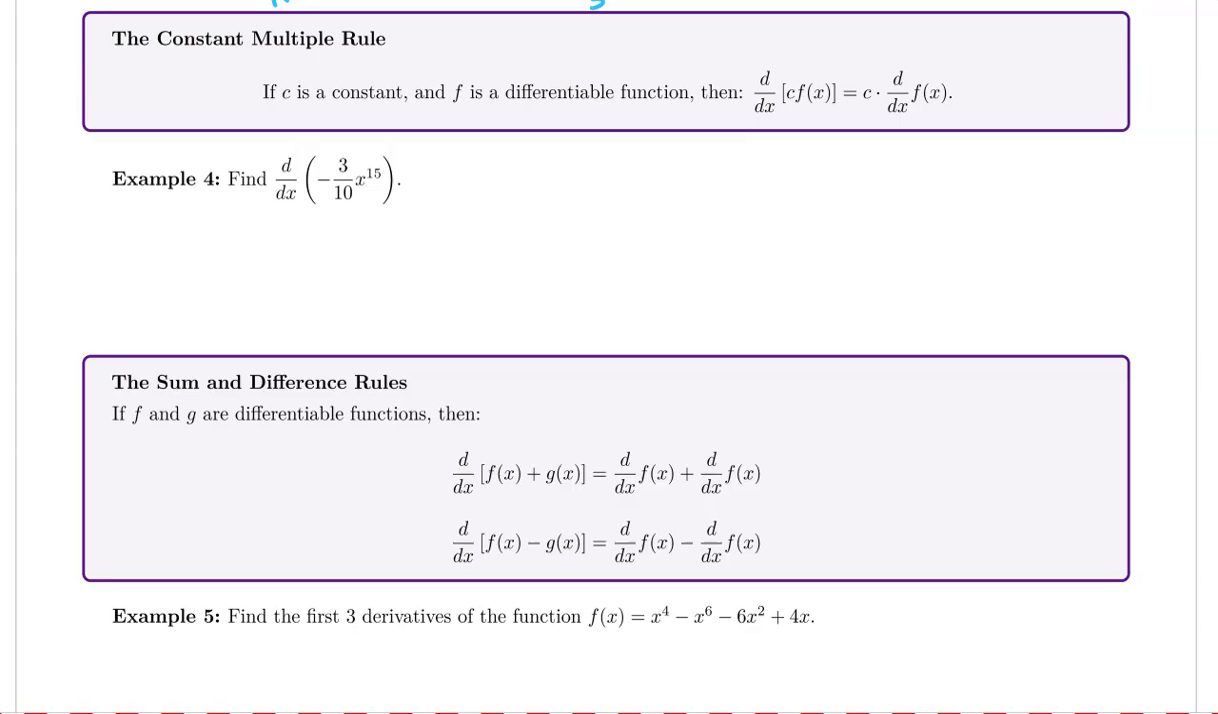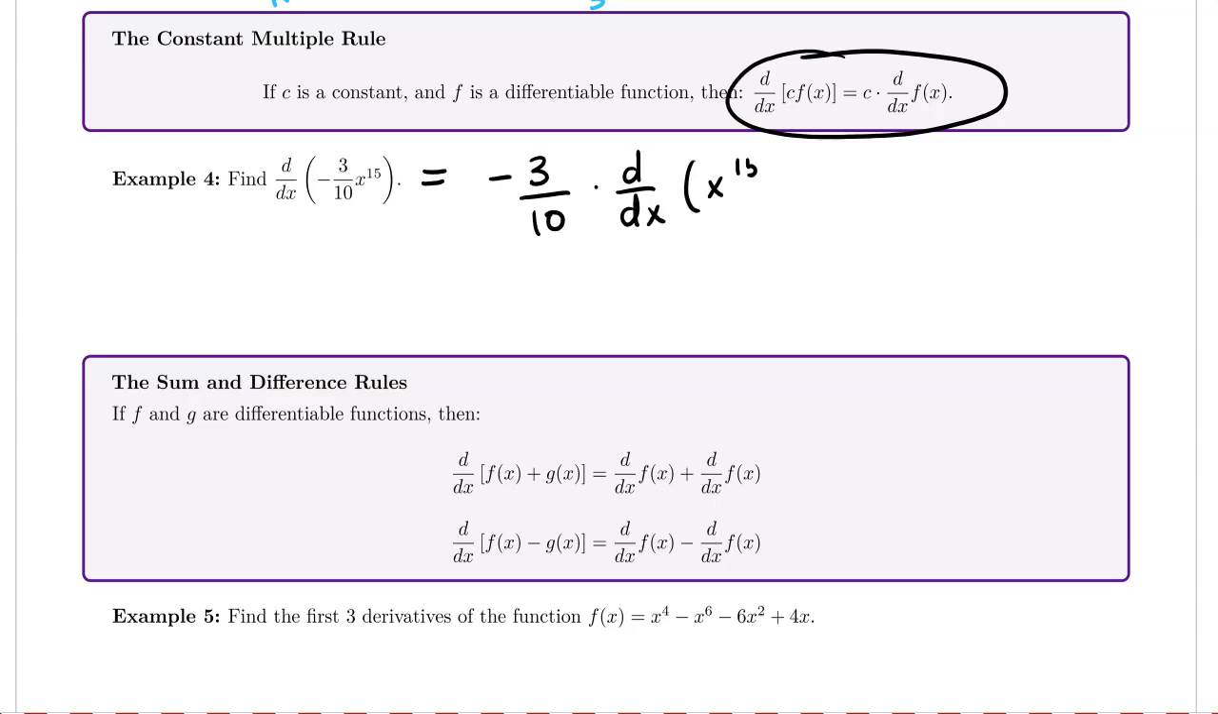Let's look at an example of that in example 4. I would like to find the derivative with respect to x of negative 3 over 10 times x to the 15th power. Negative 3 over 10 is a constant, so according to this rule right here, I can pull out the negative 3 over 10 and multiply that by the derivative with respect to x of x to the 15th power.